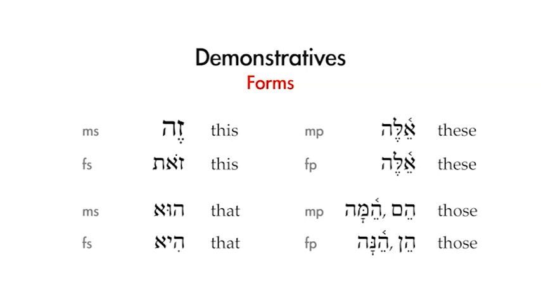We have the masculine singular, ze, the feminine singular, zot, the masculine singular, hu, and the feminine singular, hi. In the plural category, we have the masculine plural, eleh, and the feminine plural, eleh. Both the masculine plural and the feminine plural forms are identical, meaning they are common in terms of gender, either masculine or feminine. And then finally we have in the plural category, hem, hema, hen, hena.